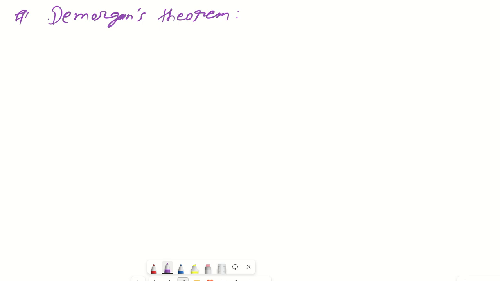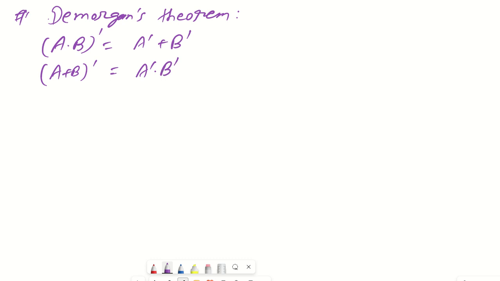In De Morgan's theorem, what happens is, let us say we have a dot b whole prime, then it can be considered as a prime plus b prime. So what happens? The multiplication becomes addition. So the AND is getting converted to OR operation. Then a plus b whole prime is going to be a prime into b prime.